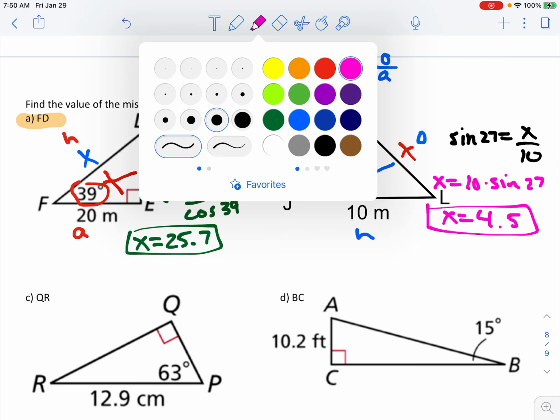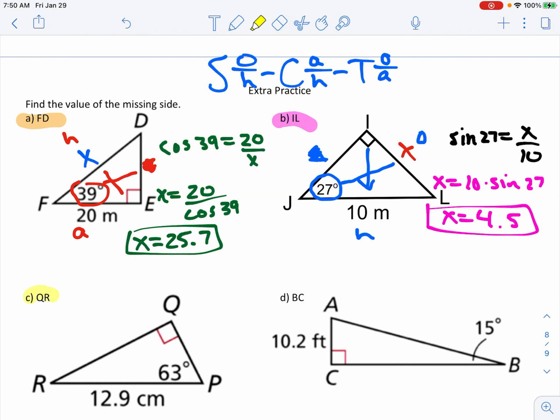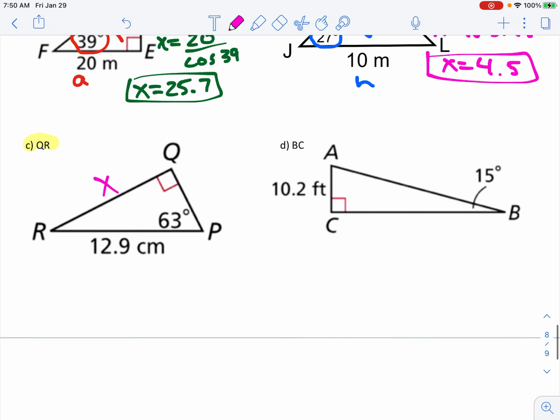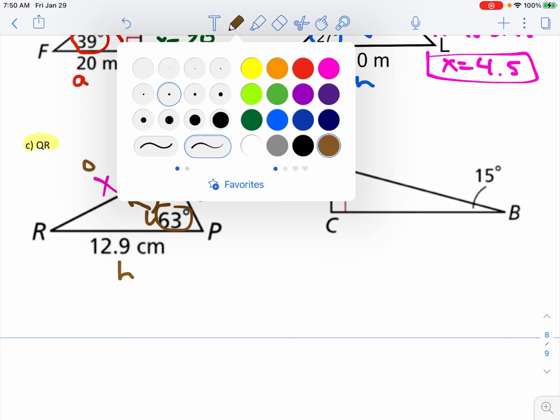All right, let's go ahead and finish up our last 2. This one wants us to find QR. So let's put an X on QR and let's begin to label our sides. Start at the angle, go across, that's opposite. Go across from 90, that's hypotenuse, which means the last side is adjacent. Cross out the letter that has nothing, and now let's set this up.